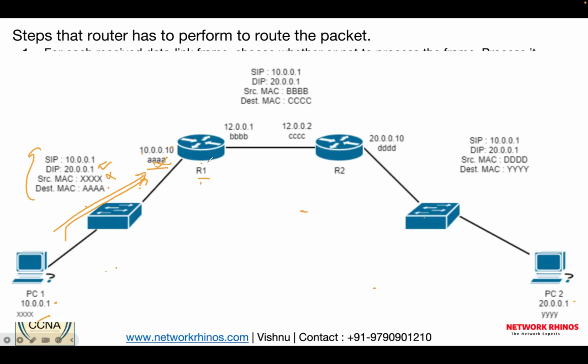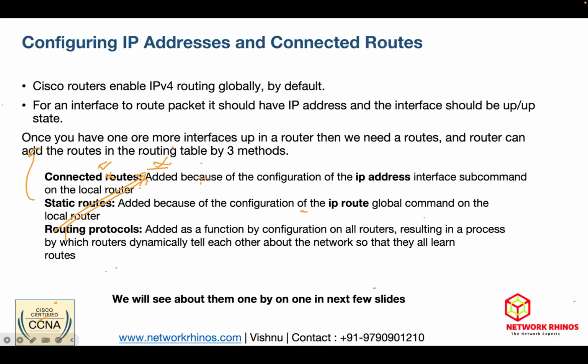In every hop, what is changing? MAC address will be changing. Something will not change, meaning your IP address is not going to change, because that's a logical address that will not change. It will remain the same. And we know already how to configure IP address on the router's interface and all, right?